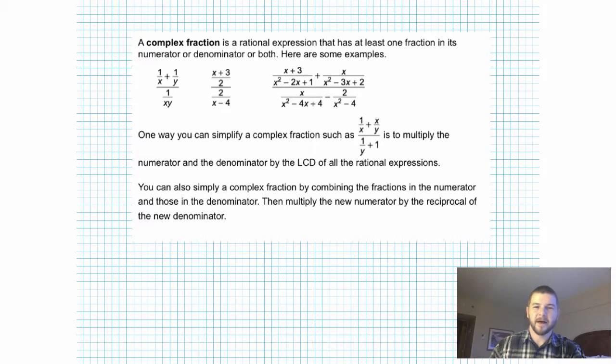One way you can simplify a complex fraction, such as this, is to multiply the numerator and denominator by the least common denominator of all the rational expressions. You can also simplify a complex fraction by combining the fractions in the numerator and those in the denominator. Then multiply the new numerator by the reciprocal of the new denominator. And don't worry, we'll see some actual examples of this in a moment.